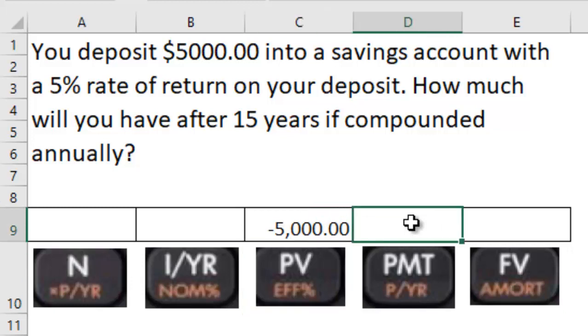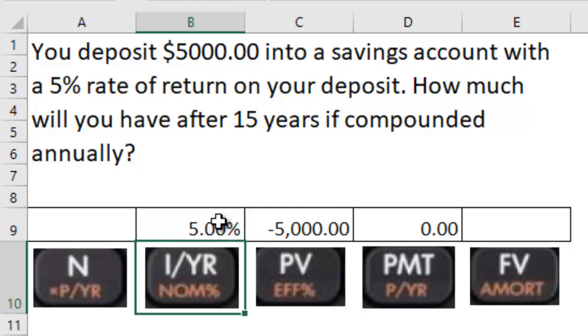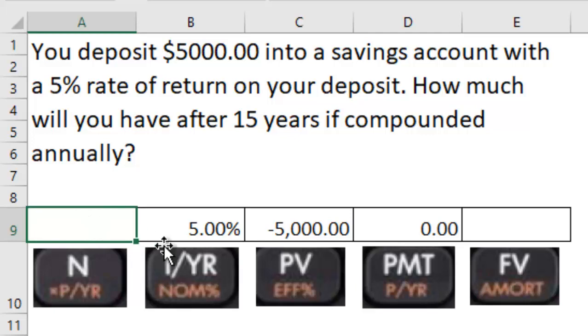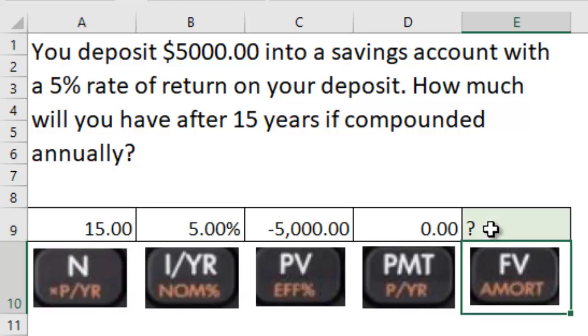How many payments are we doing during the course of the 15 years? Only the deposit. We're not paying anything else, so that is a 0. What is our interest rate per year? If you recall, I said interest rate per year on the calculator is per year, whereas on the Excel it is per period. It is 5% per year. And the number of periods, number of years in this case, 15 years. So what are we looking for? The future value. Let's look at that on the calculator.